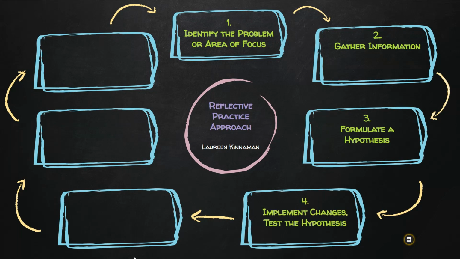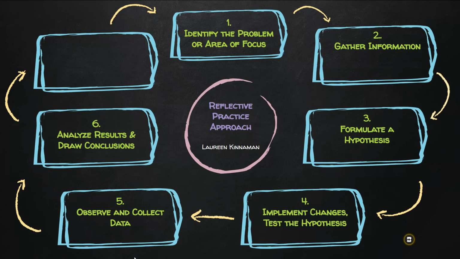Step 4, plan and implement the experiment. Put the hypothesis into action by altering teaching strategies or classroom management techniques. Step 5, observe and collect data. Monitor the outcomes of my intervention through observations, assessments, and student feedback. Step 6, analyze the results and draw conclusions. Examine the collected data to see if the hypothesis was supported, refuted, or an entirely different result occurred.